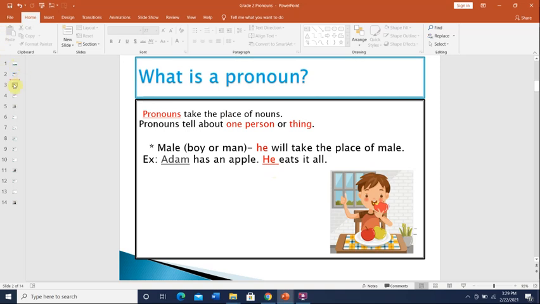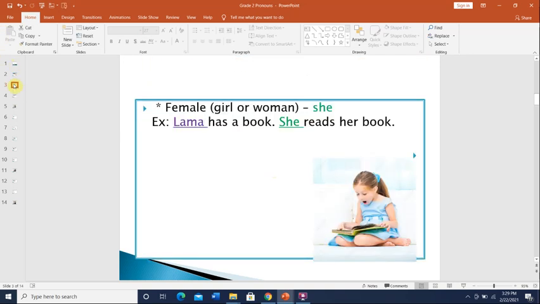What if the person is a girl or a woman? If the person is a female, a girl, or a woman, we replace it with she. Example: Llama has a book. If I want to replace Llama with a pronoun, I will use she. Llama has a book. She reads her book. So again, if the person is a boy or a man, we replace the noun with he. If the person is a girl or a woman, we replace it with she.